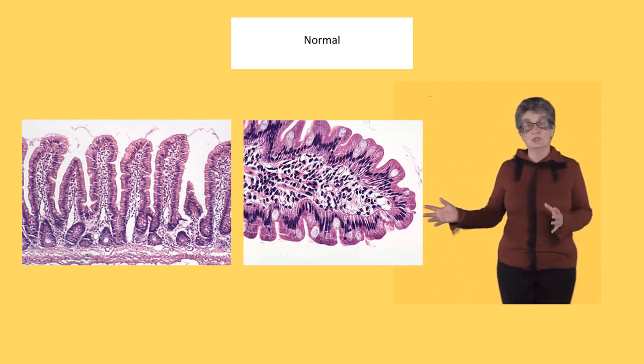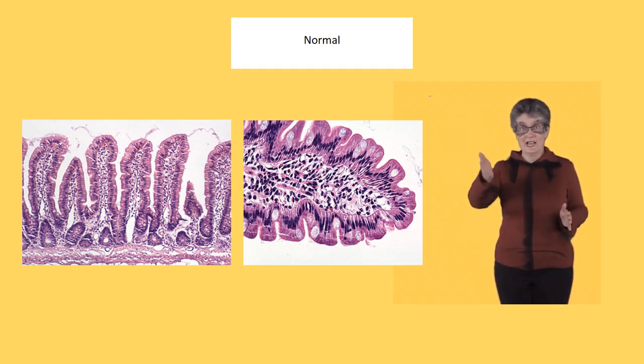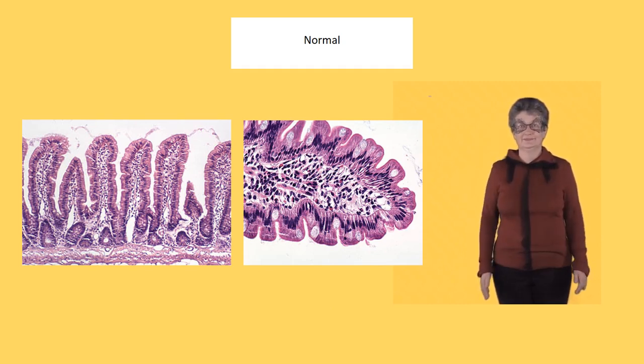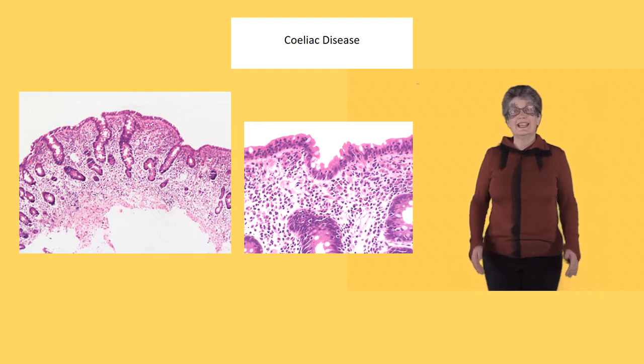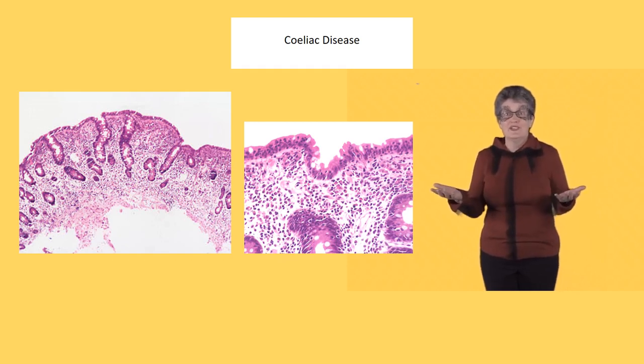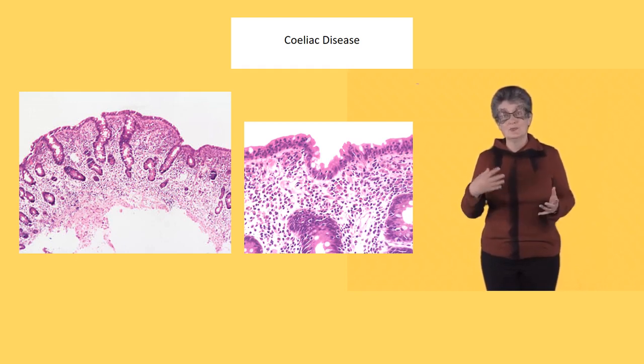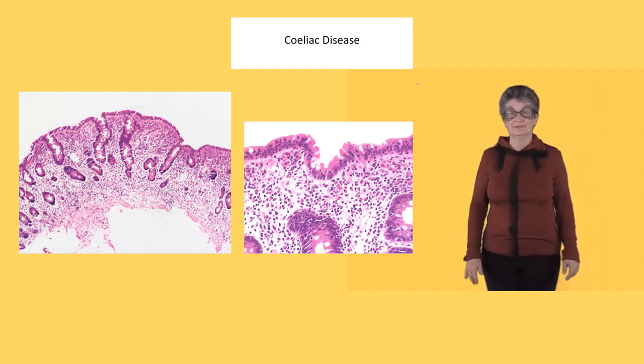This is what a normal duodenum looks like. Can you see the long finger-like villi? These increase the intestinal surface needed for absorption. In celiac disease, the immune reaction means that these villi are all gone. The surface is now flat, so there's much less area for absorption. That's why people with celiac disease get malabsorption.